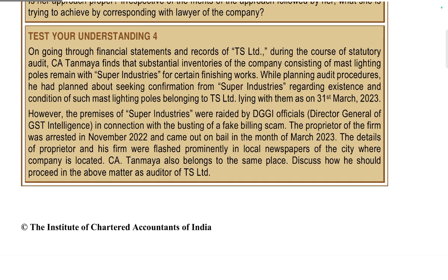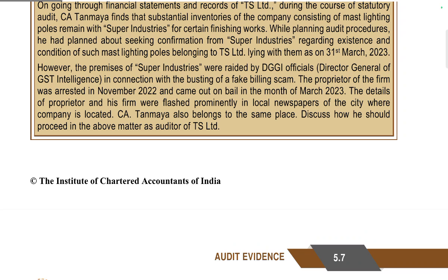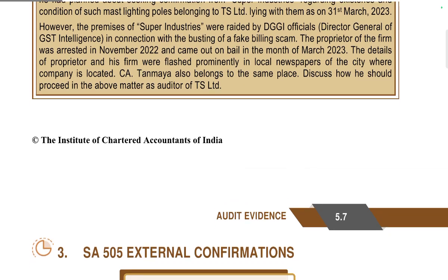However, the premises of Super Industries were raided by the Director General of GST authority in connection with the busting of a fake bill scam. The proprietor of the firm was arrested in November and came out on bail in March, and the detention of the proprietor was flashed prominently in the local newspapers of the place where the company is located. Discuss how the auditor should proceed in the matter.